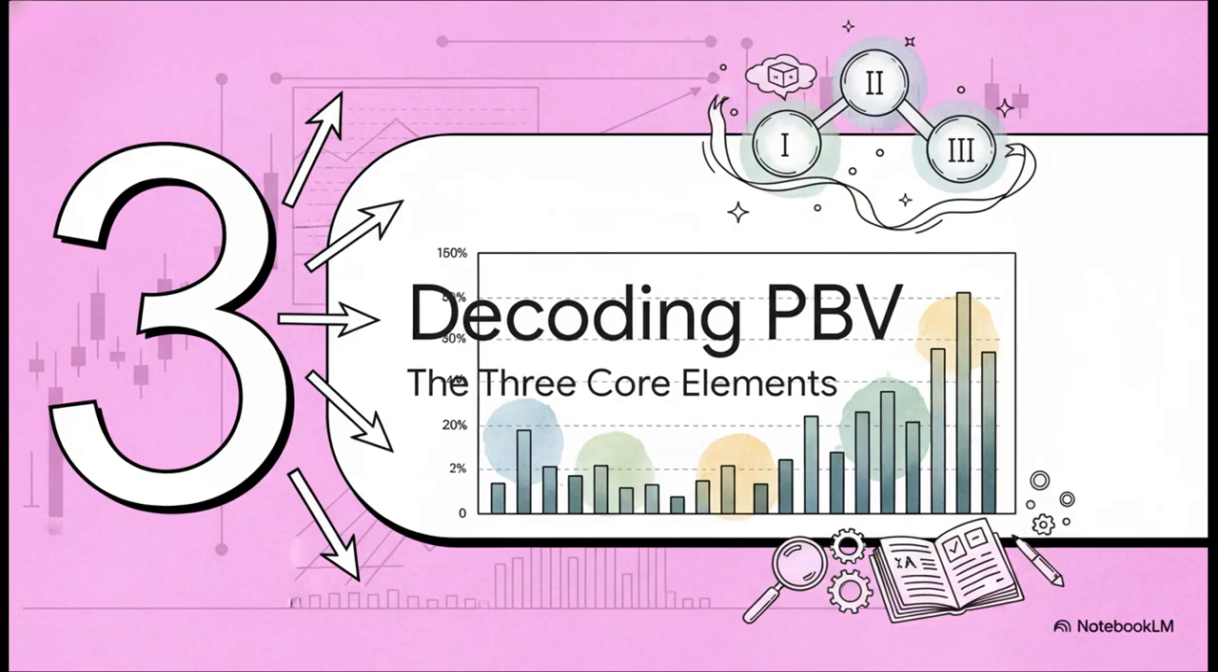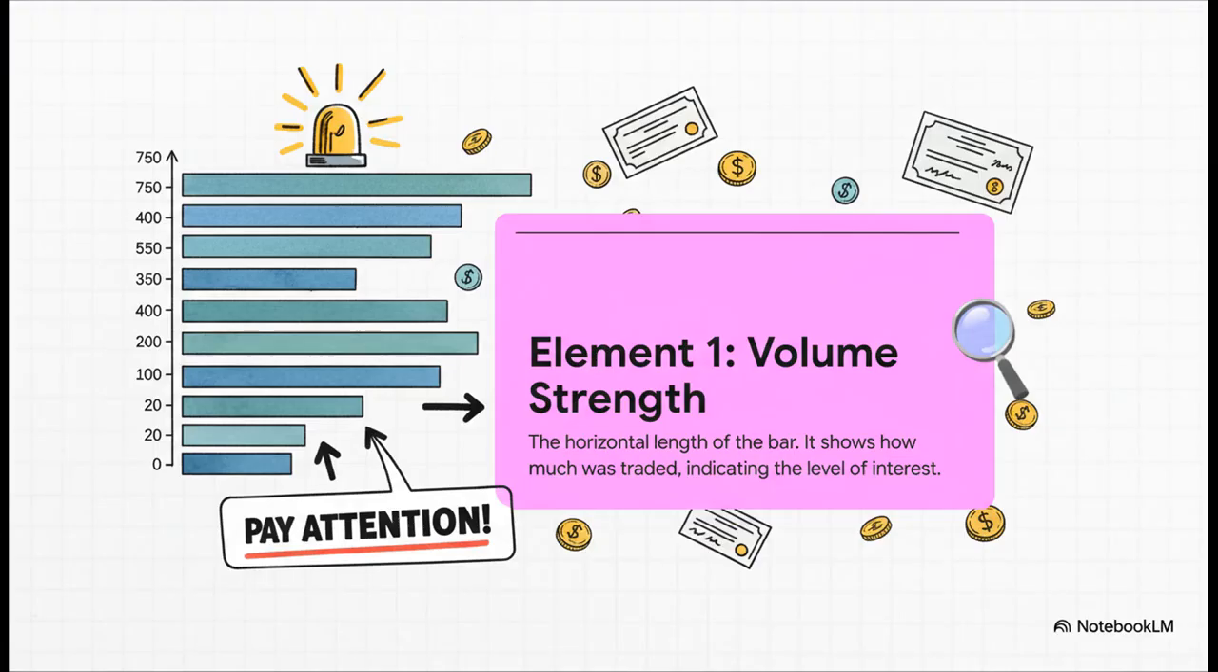Okay, so we know what it is, but how do you actually read the thing? Well, it's way easier than it looks. It really just boils down to three key elements that, together, tell a really clear story. First up, we've got volume strength. This one's the most intuitive.